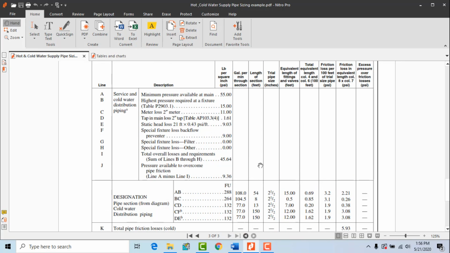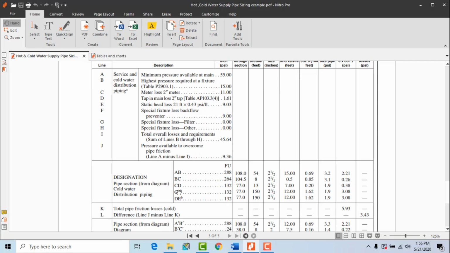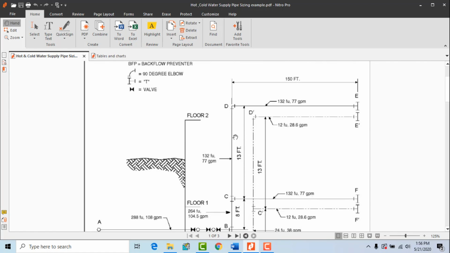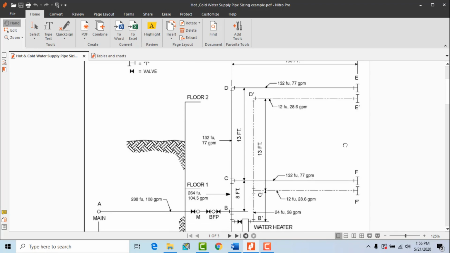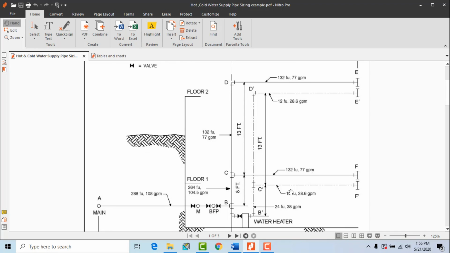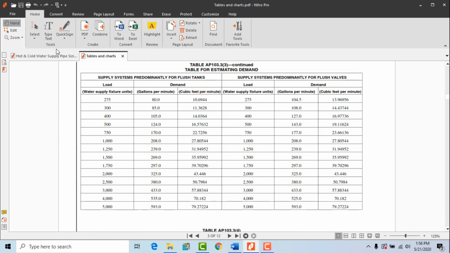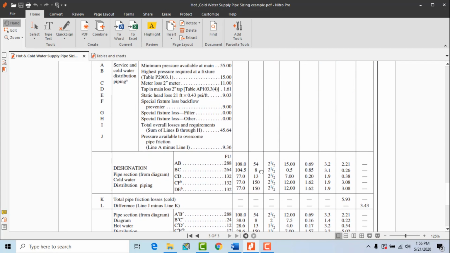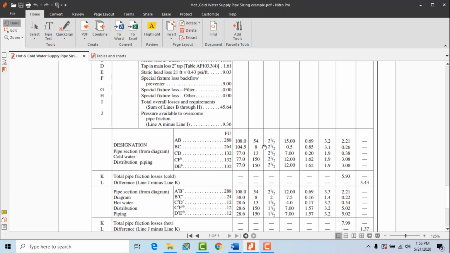So now we need to check the length of each section: A to B, B to C, C to D, D to E, and C to F. A to B is 54. As you can see, A to B is 54, B to C is 8, C to D is 13, D to E is 150, and C to F is 150. So you can see that all the lengths we have mentioned here: 54, 8, 13, 150 and 150.